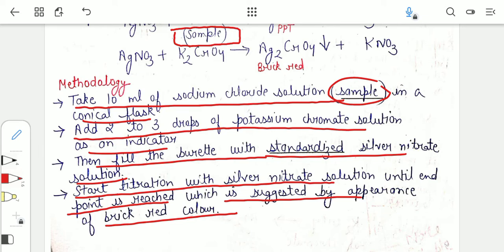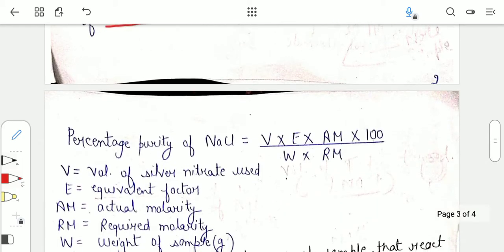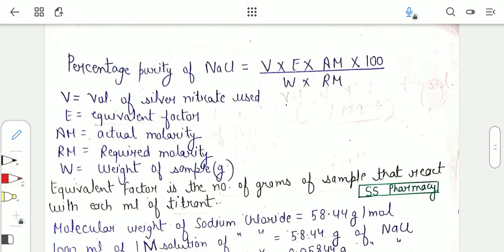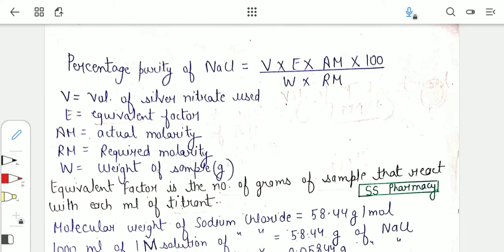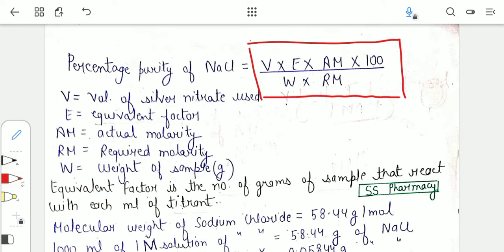I told you that the basic principle is also of Mohr's method. So if you know Mohr's method, you can easily carry out the estimation of sodium chloride. Now whenever we do the estimation of any compound, we see its percentage purity, which means how much amount of that substance is present in any sample. So the formula for percentage purity is V into E into Am into 100 upon W into Rm.